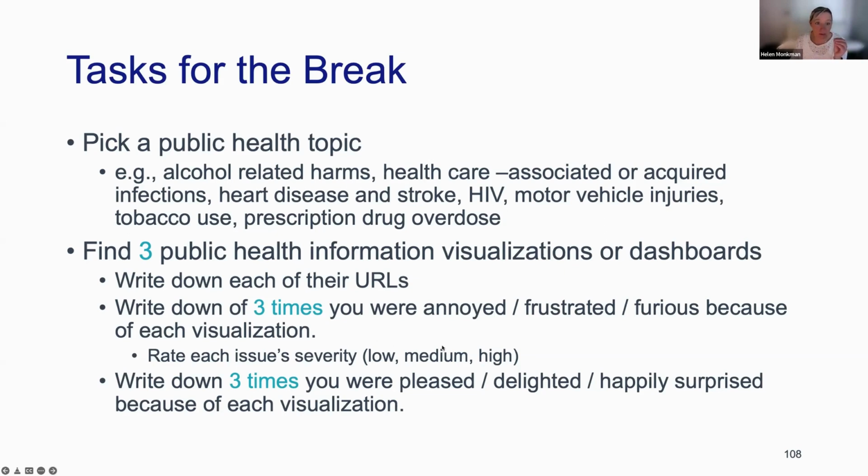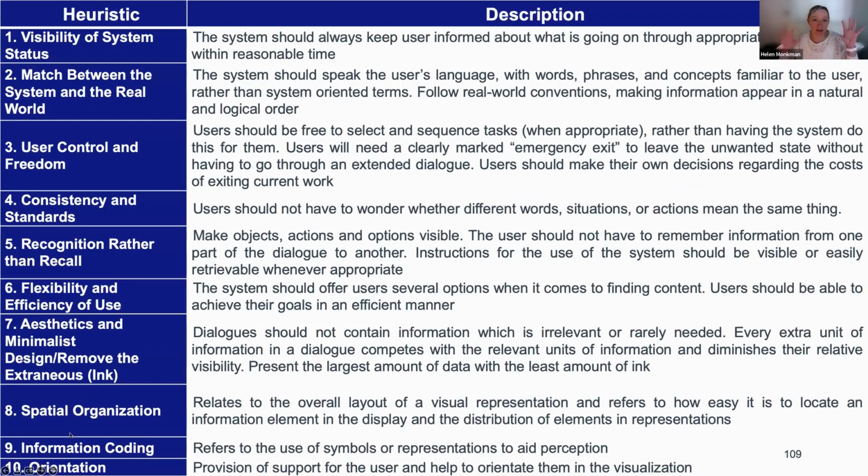Did it prevent you from doing what you wanted to do? Did you get super lost? How bad? Low, medium, or high? And then also find 3 times, so just one dashboard or visualization, but 3 times that you didn't like it and 3 times that you liked it. And then I'm going to leave it for the break. If it's going to work, I'm going to leave it on this page so that you can see it and refer back to it, and try to assign each issue, each of your 3 issues, to one of the heuristics.